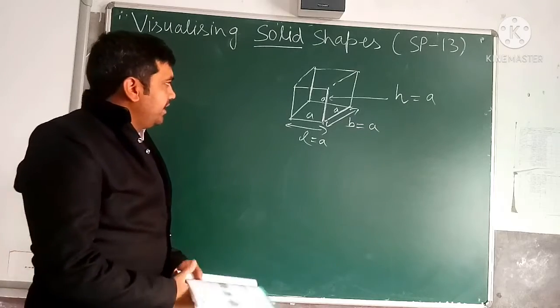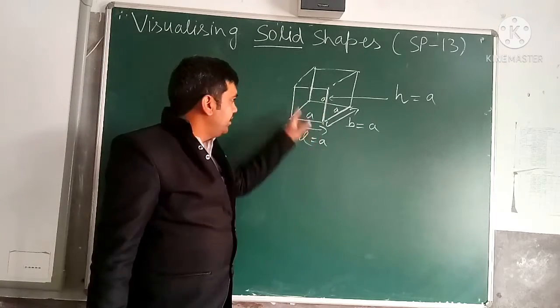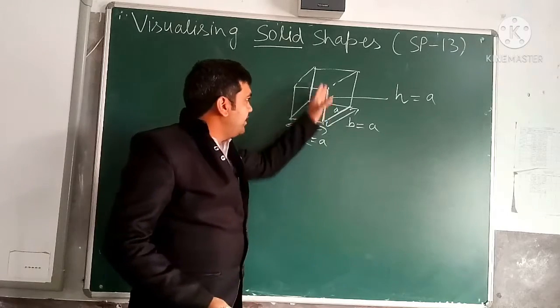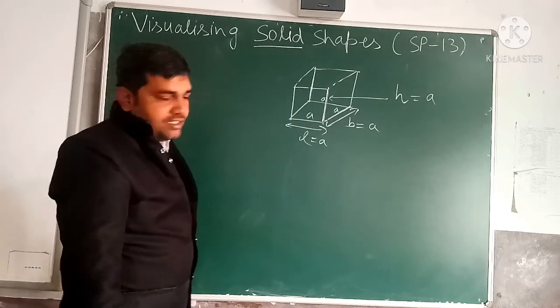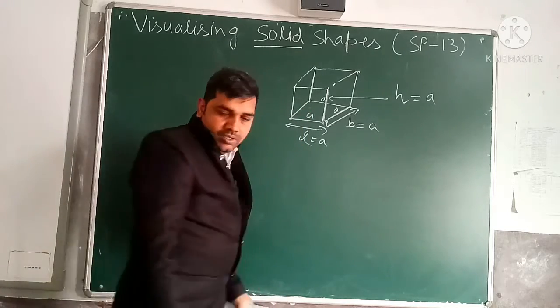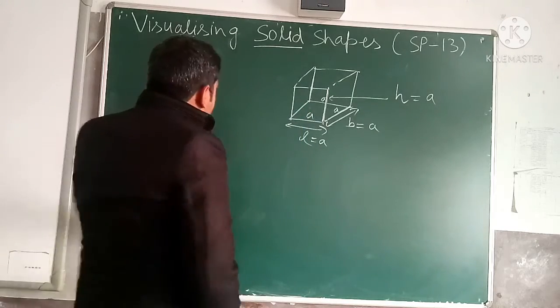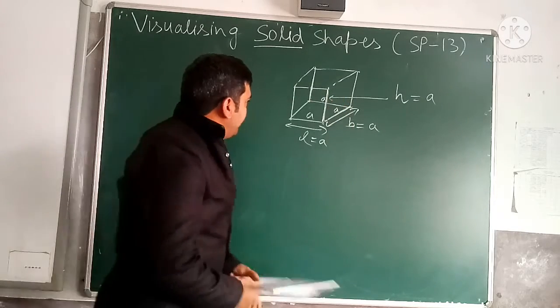Now, the face which you are seeing on a cube is a square face. This is called a square. A cube has 6 faces. How many faces does a cube have? A cube has 6 faces. That is face number 1 which you are seeing. Opposite to this face is face number 2.